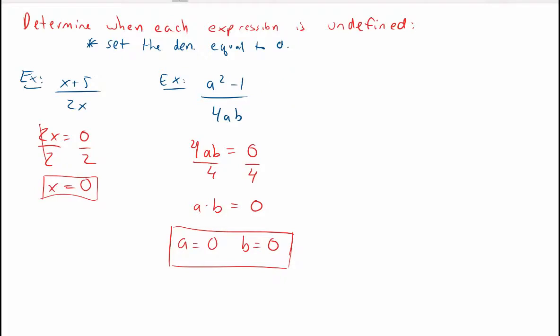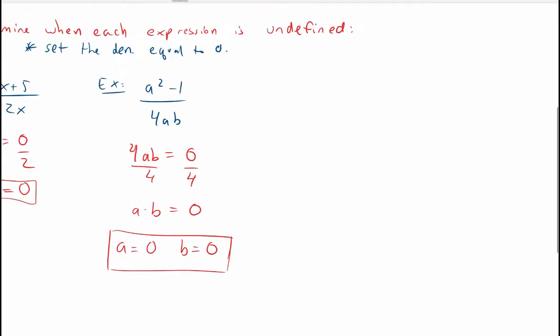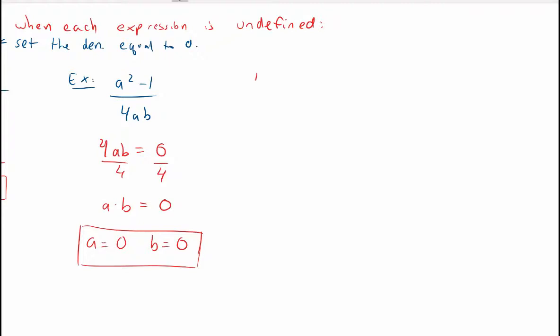And we need to account for both possibilities. So anytime we're asked to determine when an expression is undefined, this is all we're doing. We set the denominator equal to 0 and determine the values of the variable that cause the denominator to be 0. Let's look at one or two more here, and I'll let you practice for yourself.